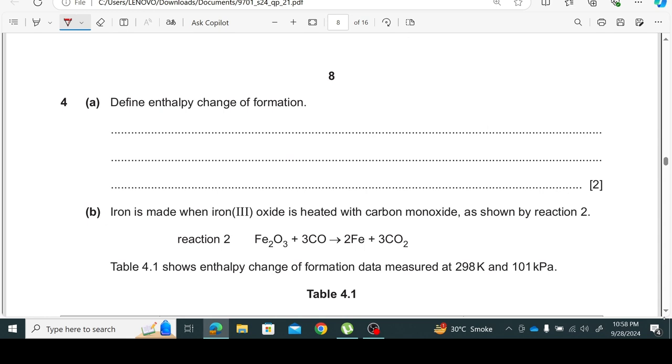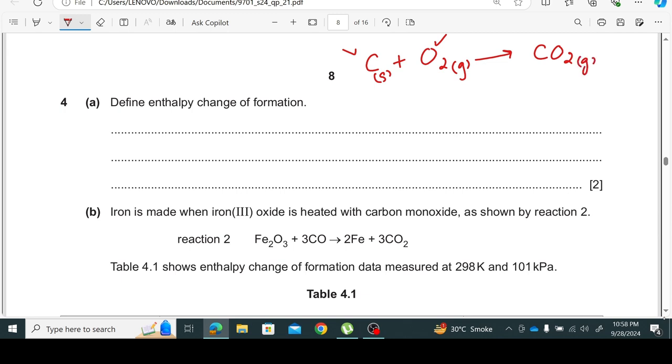Define enthalpy change of formation. Enthalpy change of formation is, for example, if you have something, formation means 1 mole of, okay, you are making a compound that must be equal to 1 mole. For example, carbon combined with oxygen, okay, and you are making 1 mole of CO2. And these reactants, they must be in their standard physical state. For example, carbon exists in solid form, oxygen exists in gaseous form, and CO2 will get in gaseous form, okay.